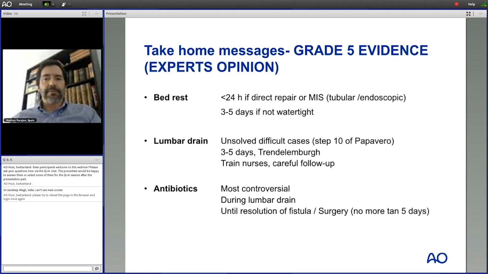Reserve the lumbar drain for the most difficult unsolved cases and for no more than 5 days. Train the nurses, inform the patient, inform the family, and do a very careful follow-up to avoid these potential complications. And prescribe antibiotics only if you have a lumbar drain for several days, or in some cases you can consider it if you have a CSF leak that is not going to be operated and is going to be treated by bed rest only, but never wait more than a maximum of 5 days.